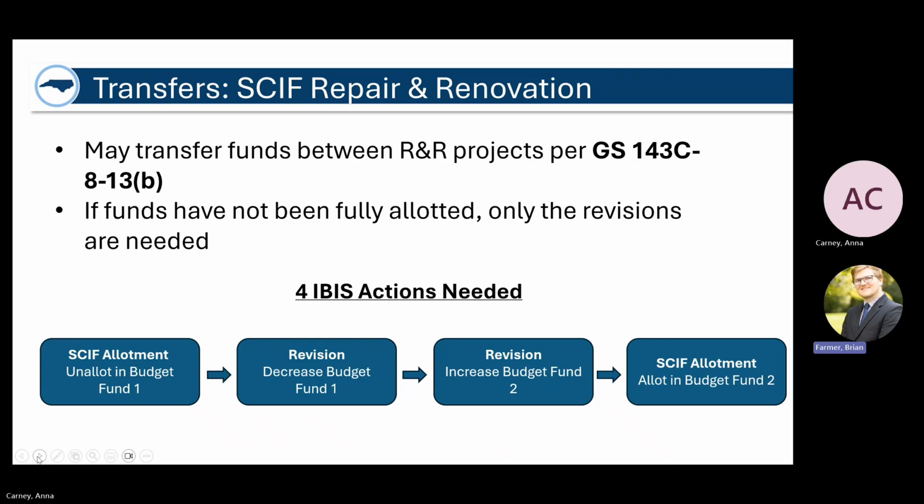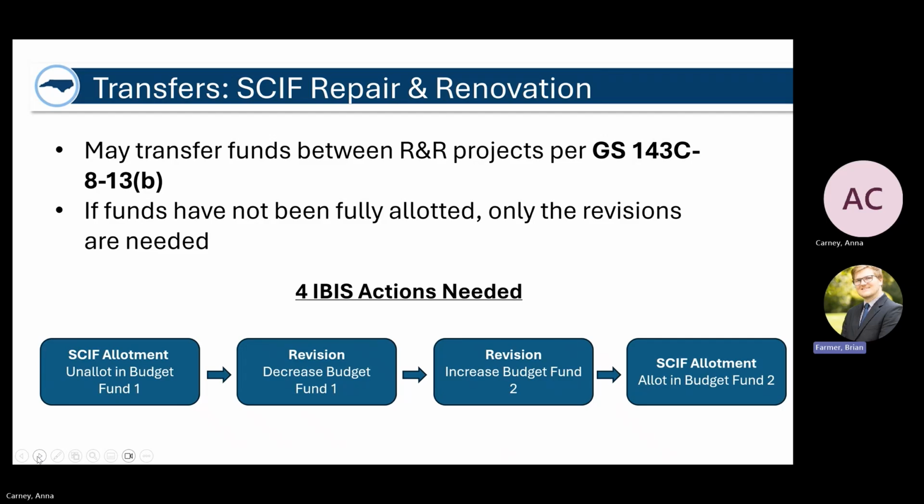However, if the SCIF has already been allotted, you'll need to add some extra steps. The first step would be a SCIF allotment form that unallots those funds in the sending budget fund. Then you'll do that same revision where you decrease the authority in that sending budget fund. Then you'll do a second revision to increase the authority in the receiving budget fund. And finally, you will do a SCIF allotment to allot those funds in the receiving budget fund.